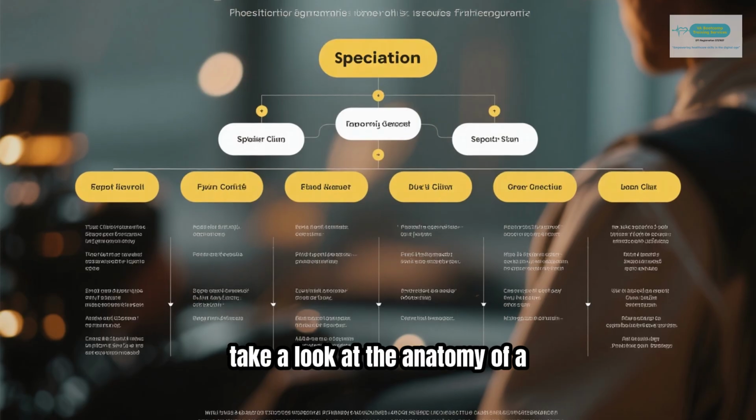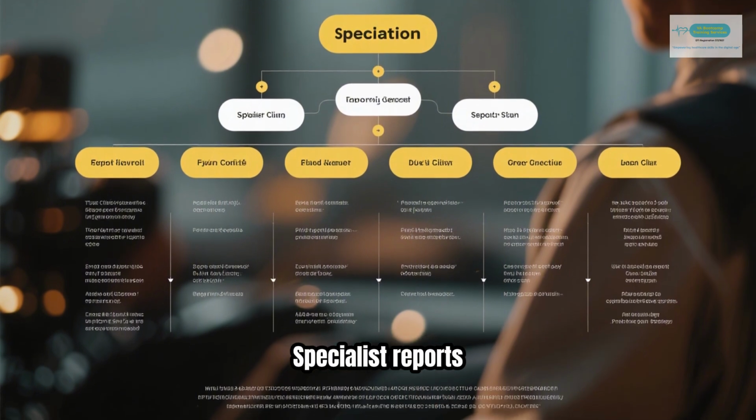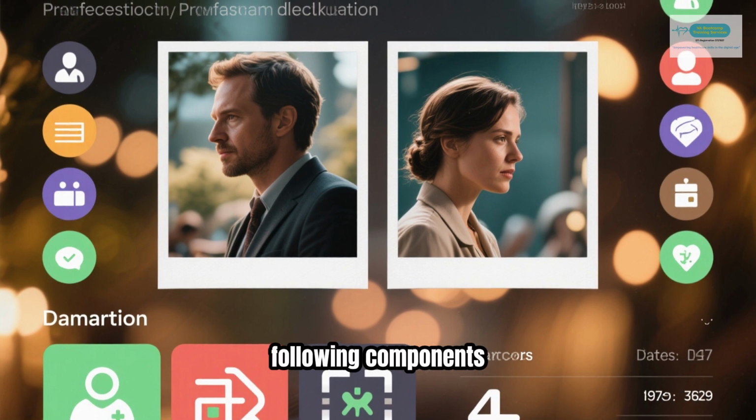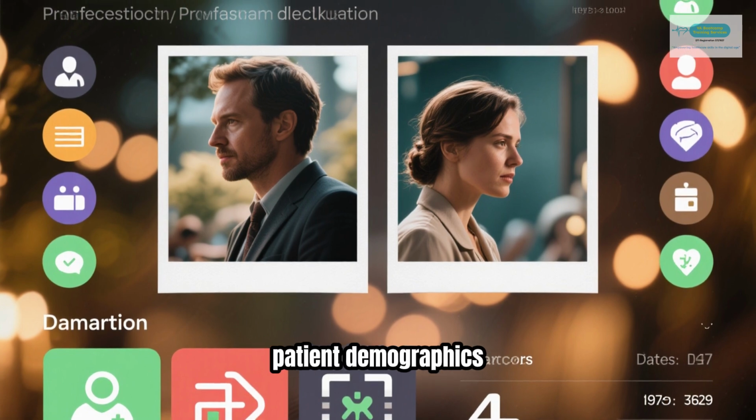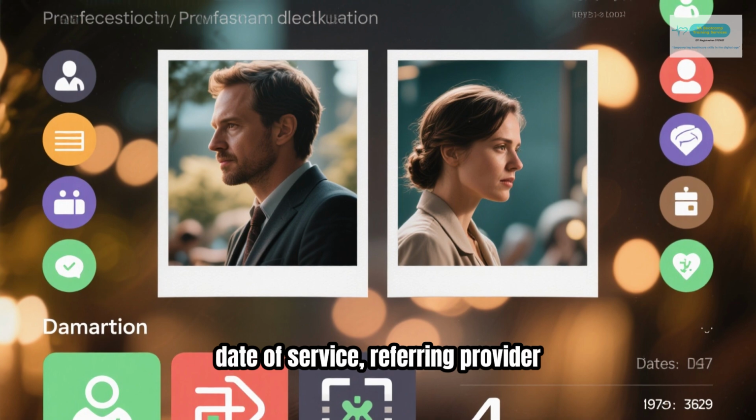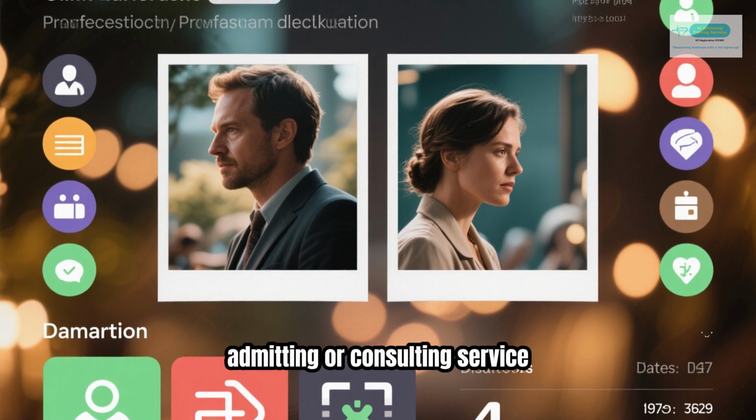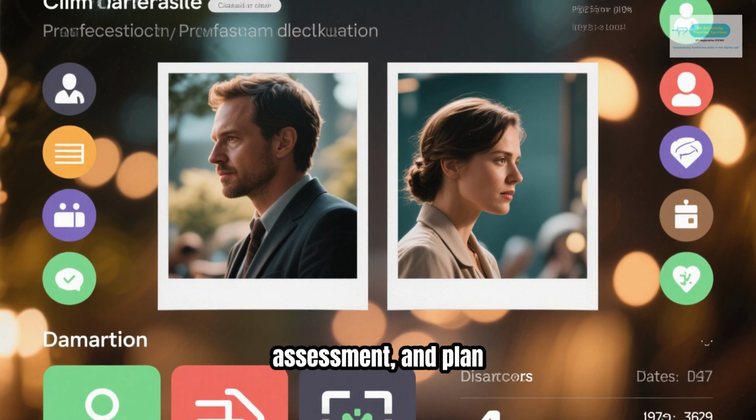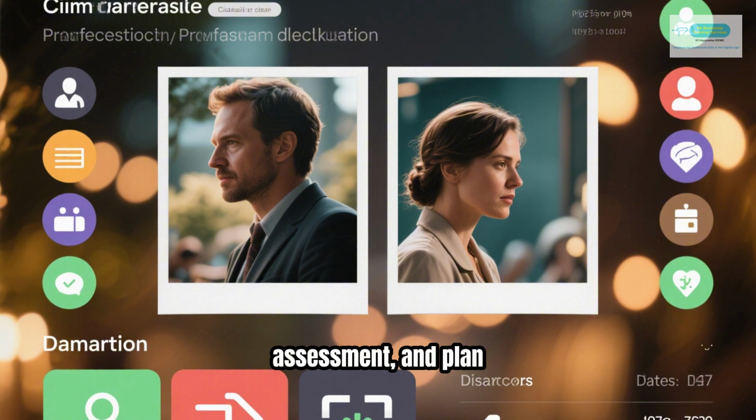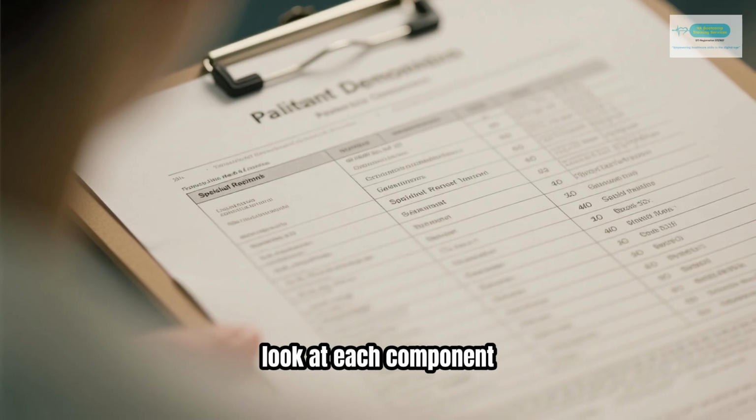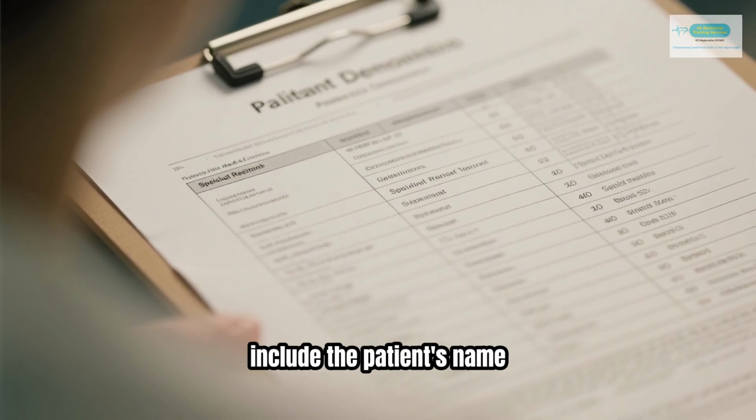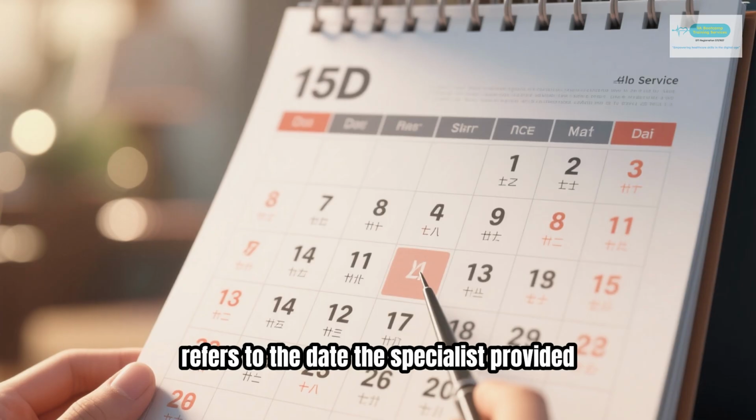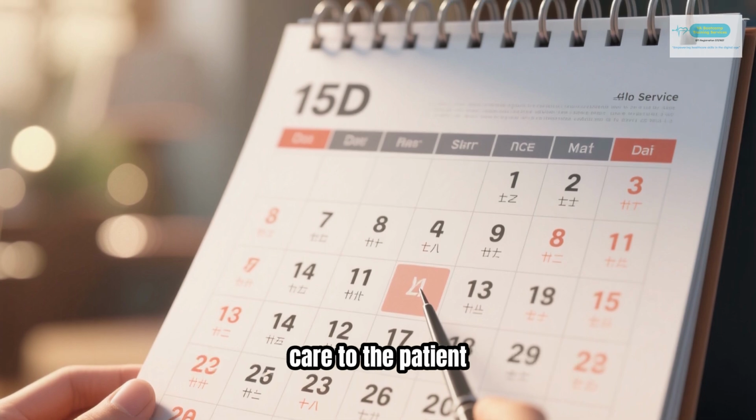Now let's take a look at the anatomy of a specialist report. Specialist reports typically follow a standard structure with the following components: patient demographics, date of service, referring provider, admitting or consulting service, diagnosis, history, physical examination, assessment, and plan. Let's take a closer look at each component. Patient demographics include the patient's name, date of birth, and medical record number. The date of service refers to the date the specialist provided care to the patient.